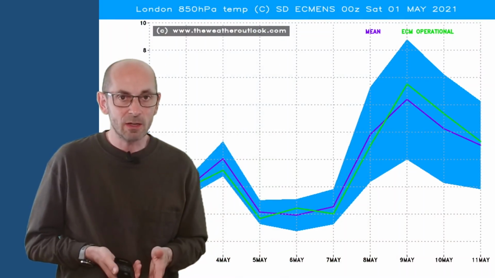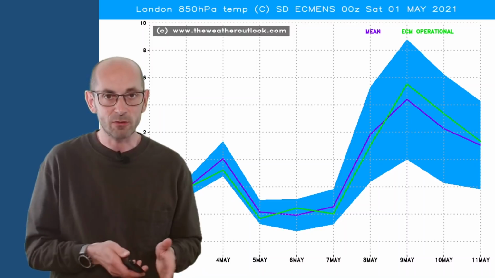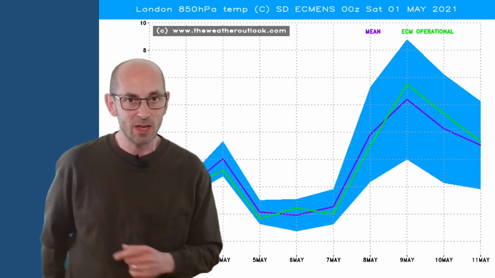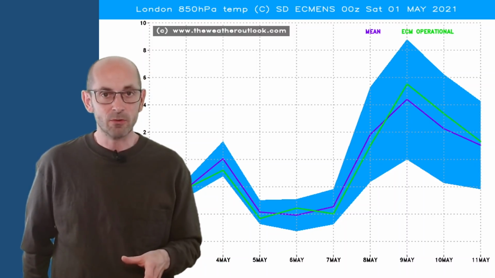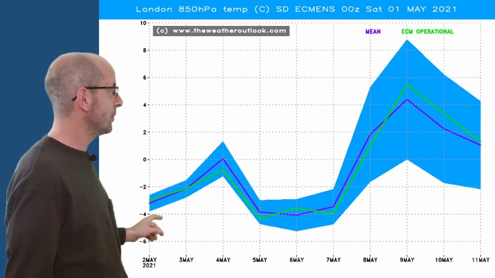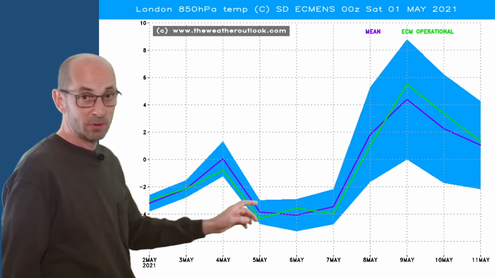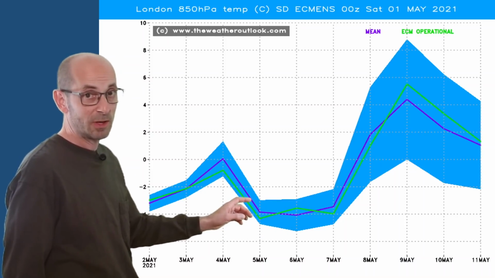I'll take a look at the ensemble data now. This is from the European model. These plots go out to 10 days ahead. This one's for London, showing air mass temperatures, and what we can see is they're low to begin with, at minus 4. They pick up a little bit, but they're staying low through the first week, below the average, what you would expect for this time of year.